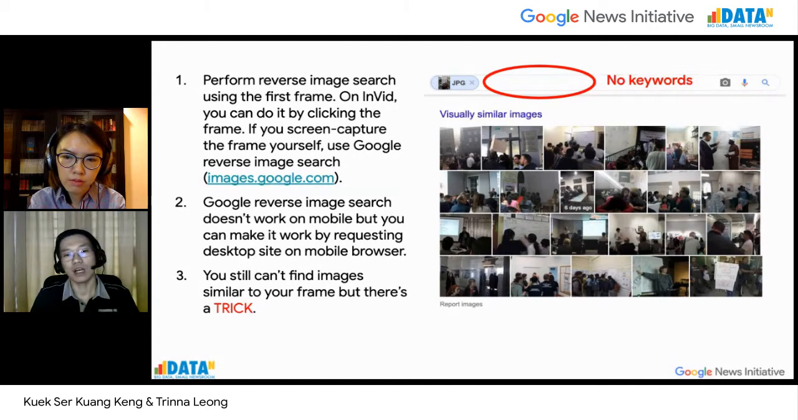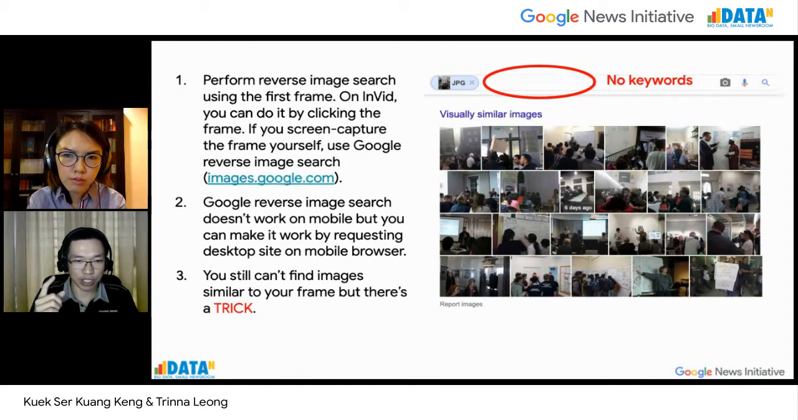Okay. So once I upload the first screen capture of the video, Google shows me a series of images that are similar to the image that I uploaded. But still, I cannot find any similar images here, right? You can look at all the results here on the screen. All of them are actually different. They are not similar to what happened in my video, right?